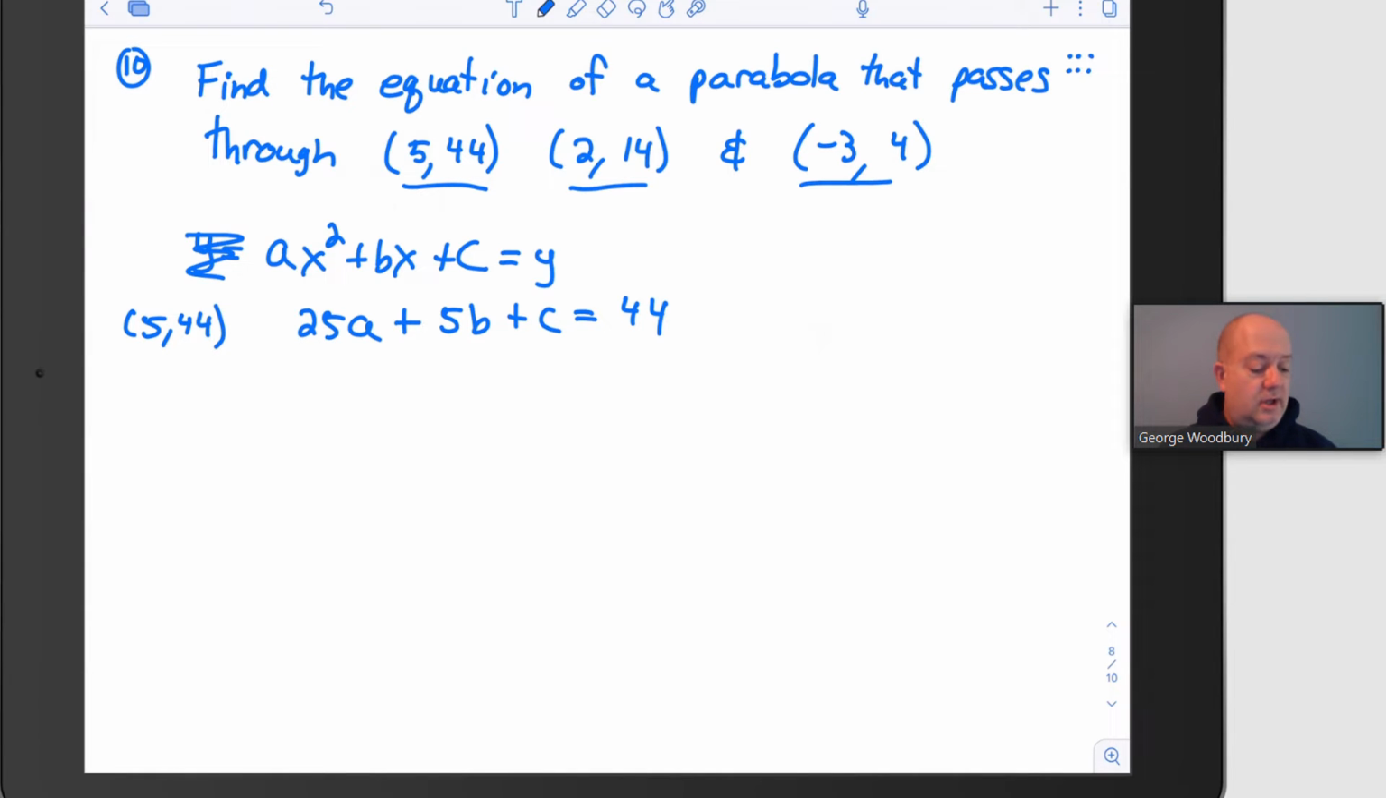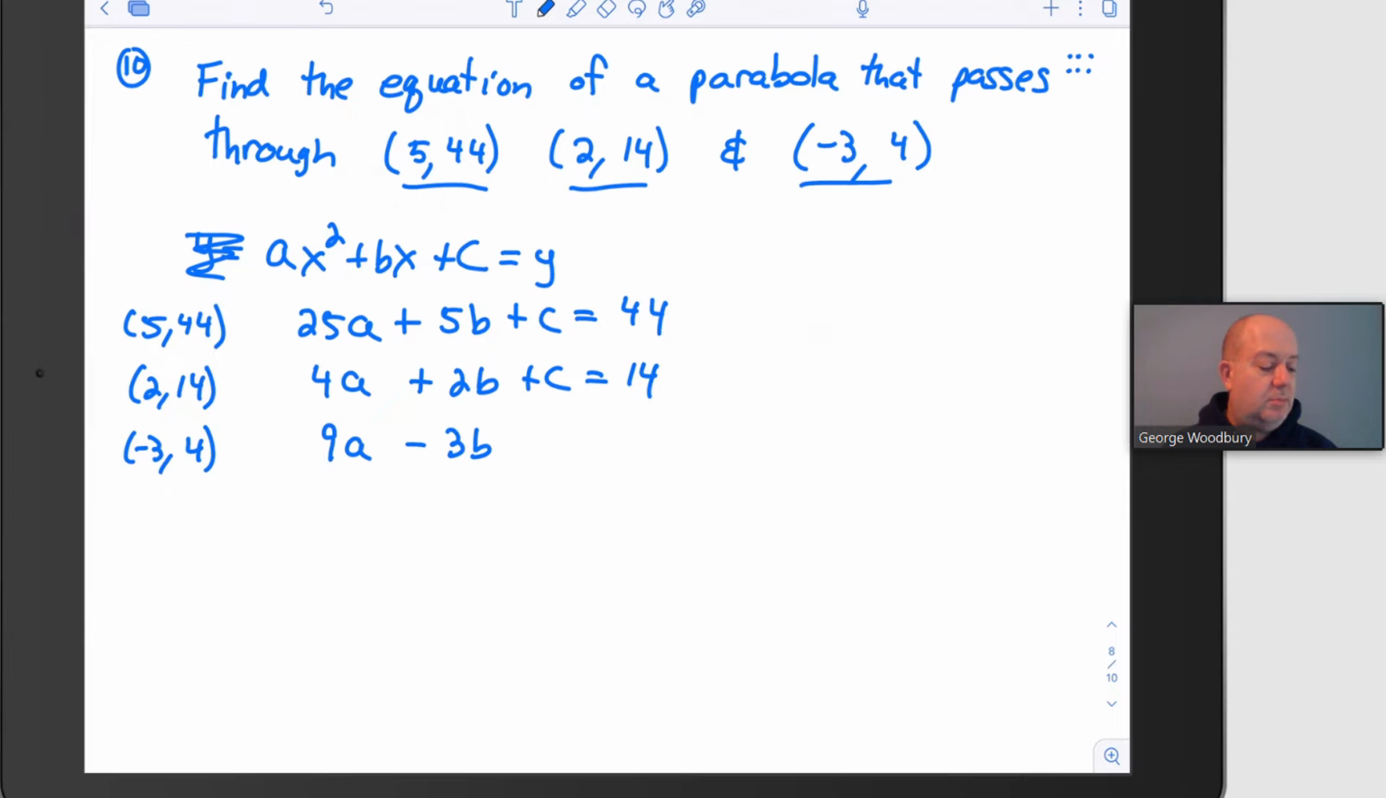The second equation, if I put in 2 for x and 14 for y, 2 squared is 4, so this is 4a plus 2b plus c equals 14. And the last one, if I put in -3 for x, I should get 4 for y. -3 squared is 9, so 9a minus 3b plus c equals 4. The good news here is that the variable c, it's the same exact coefficient each time. And so getting rid of c first is going to be actually pretty easy for us.